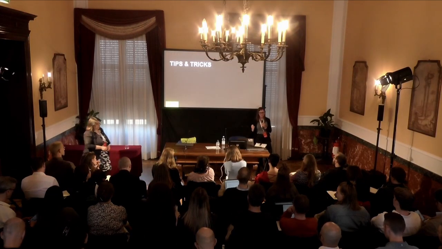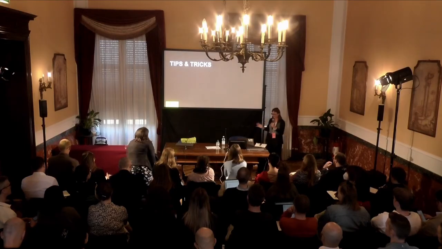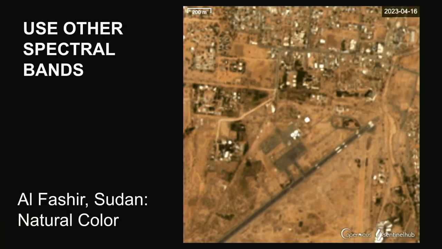Okay, tips and tricks. Just 4 very simple things. Use other spectral bands. The satellite, like I said before, is capturing all of these bands. Usually, we're looking at natural color, what we can see with our eyes. When I've had journalists come to me and ask me questions, they'll deliver imagery to me. It's always natural color. So right here, we're looking at Al-Fashir, Sudan. I don't think there are any high-resolution images public right now, but this is using Sentinel-2 freely available satellite imagery through the EO browser on Sentinel Hub.